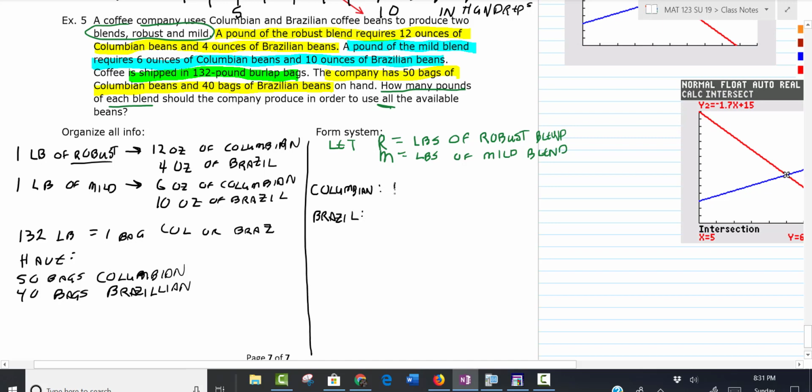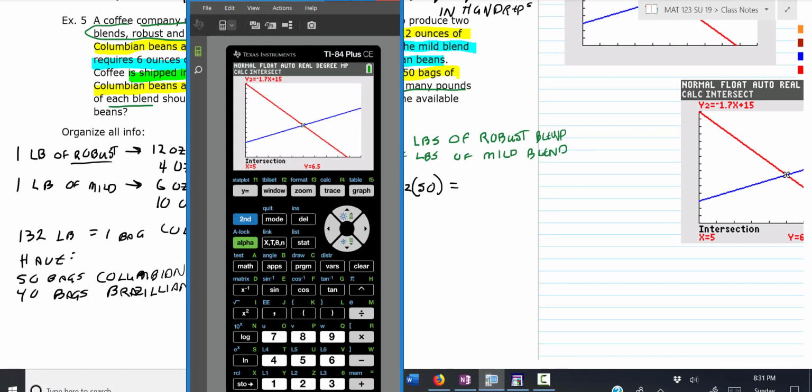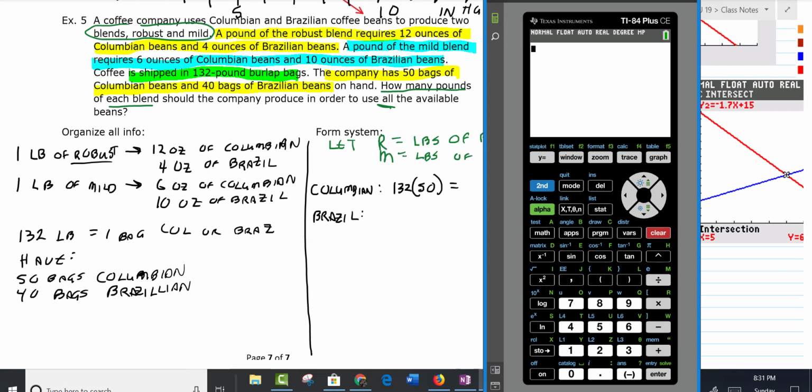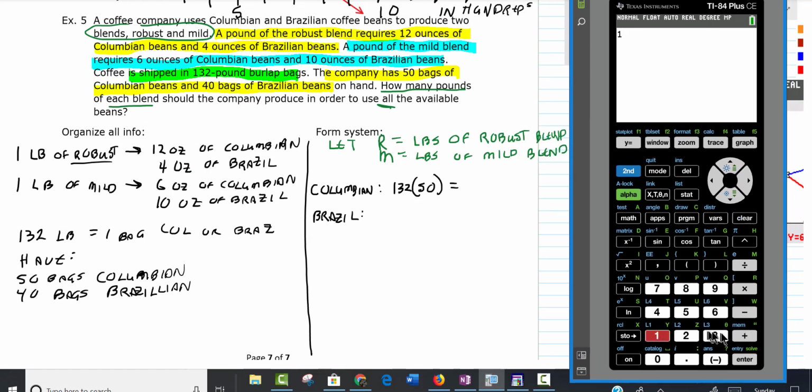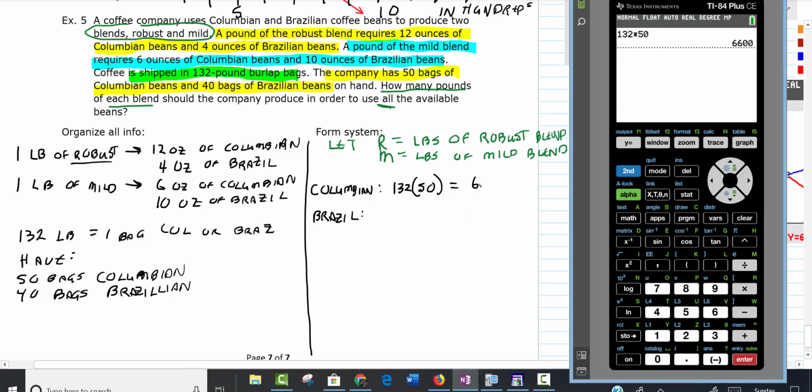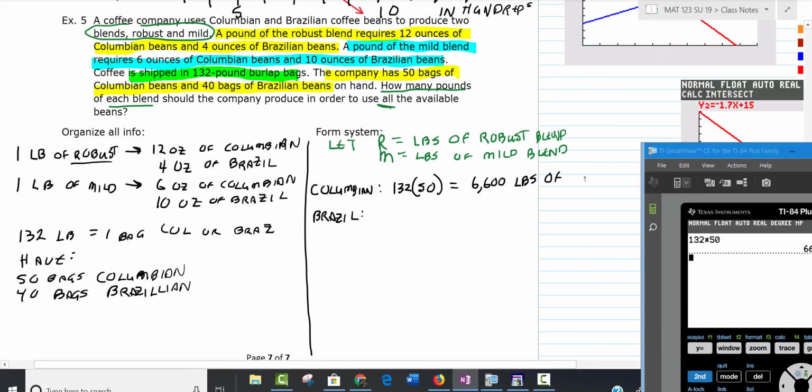So I have a 132-pound bag, but I have 50 bags of this. So if I go through and do those 2 things, and then multiply this out, I'll probably get some big numbers on this problem. Okay, but we got the trusty calculator to do this. So we have 132 times 50. So that means that we have 6,600 pounds of Colombian coffee.